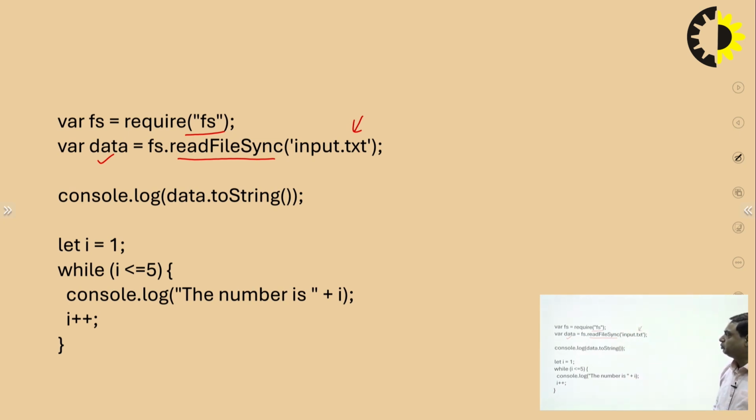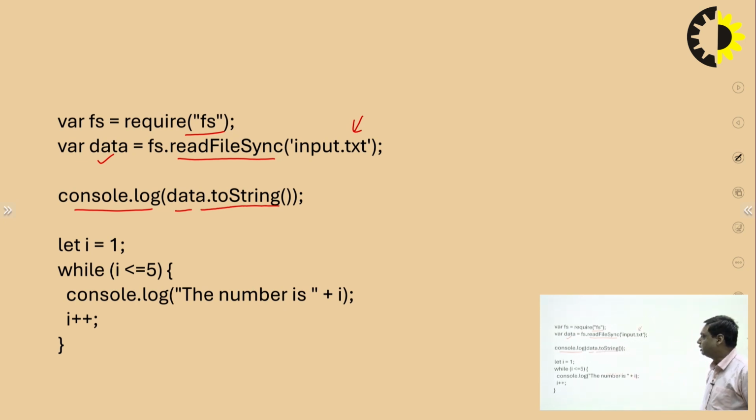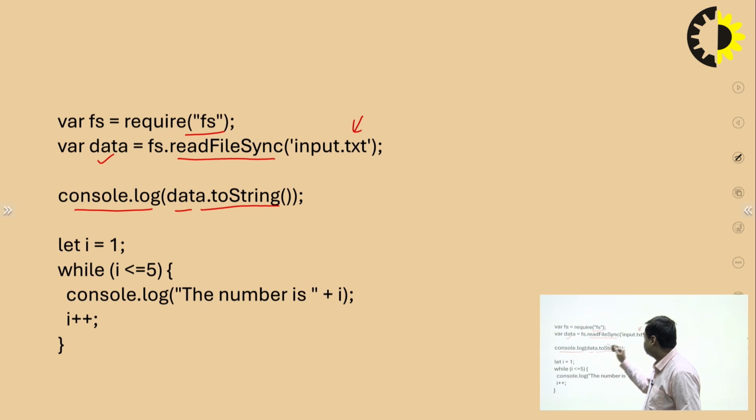The next part is to display this data, that is, display the content of this file. So we are using console.log. We are converting the data into a string format so that the user can read and understand it, and whatever the data of this file is will be displayed with the help of this command.